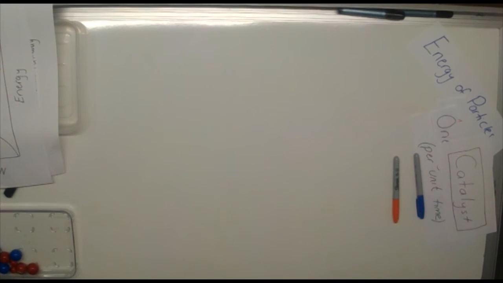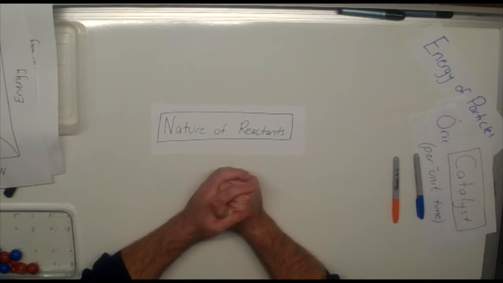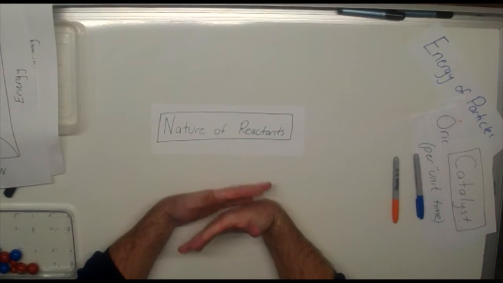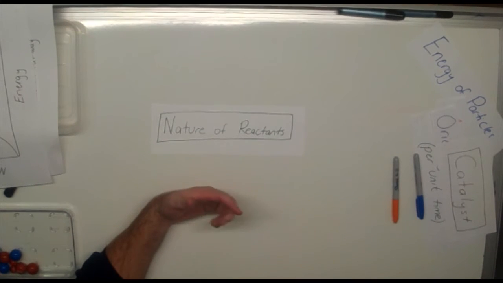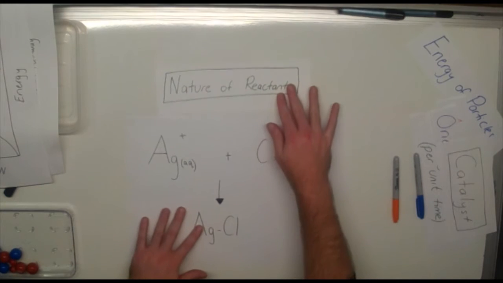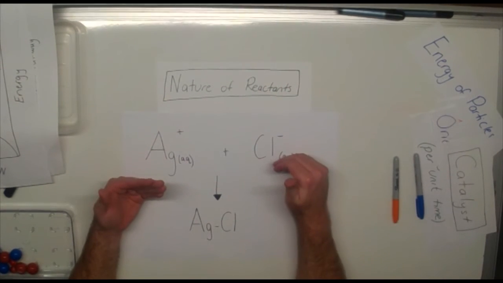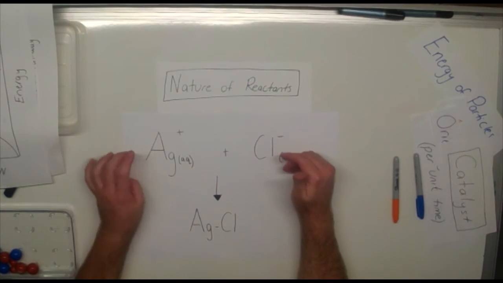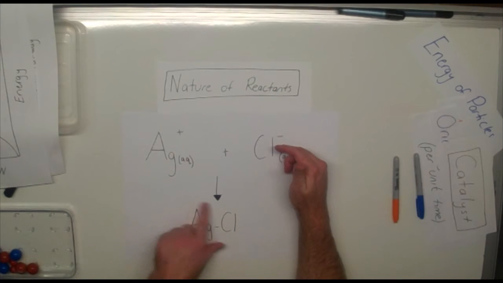Final one I'm going to look at is nature of the reactants. So what we mean by this is talking about what we're actually starting with, okay, our reactants. So easiest way to do it is just to look at two simple reactions. So if we have a precipitation reaction, for example, we're looking at silver ions and chloride ions. So you say some dissolved sodium chloride, and you drop in some silver nitrate to it, straight away you get a solid white precipitate of silver chloride.